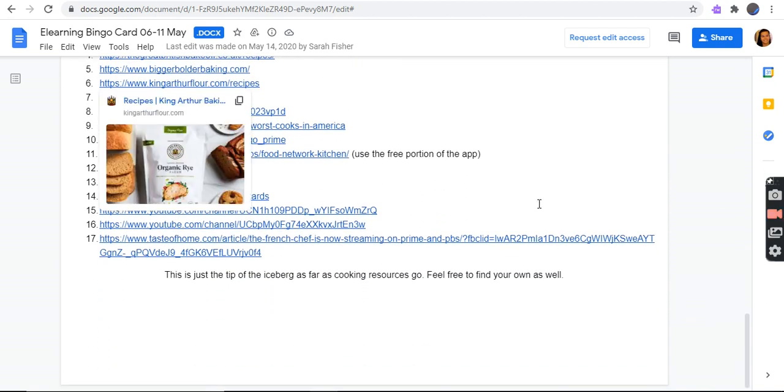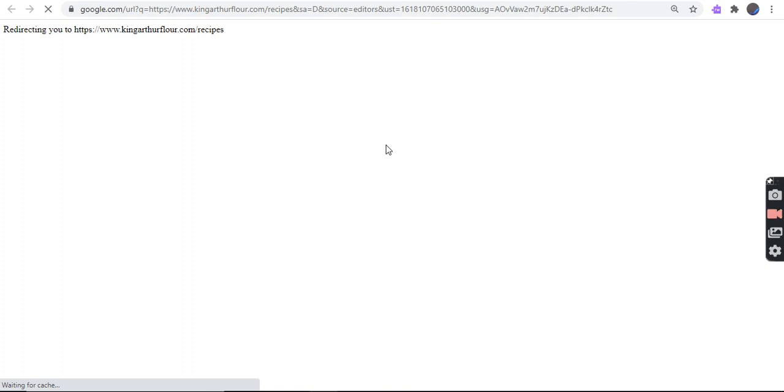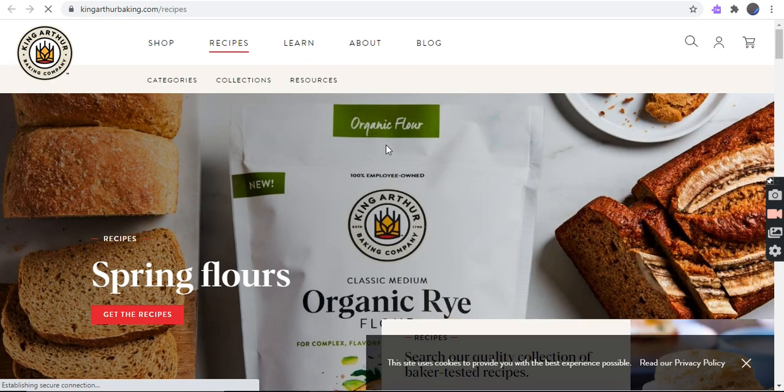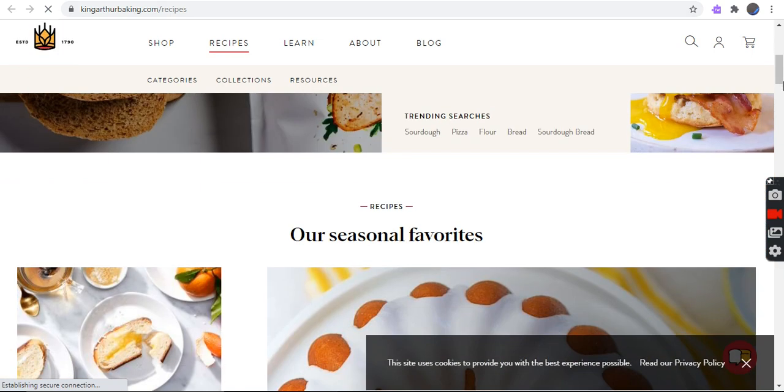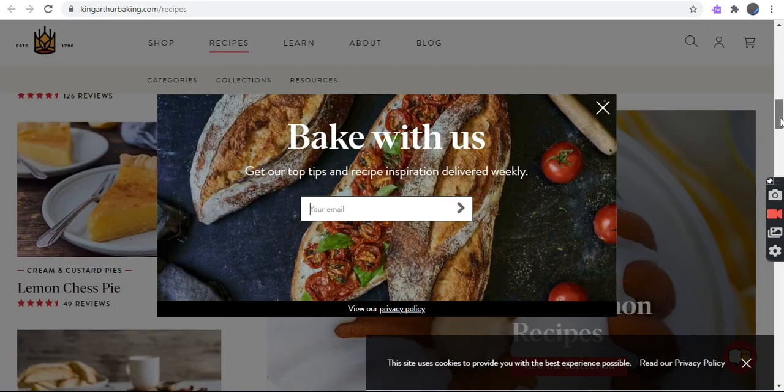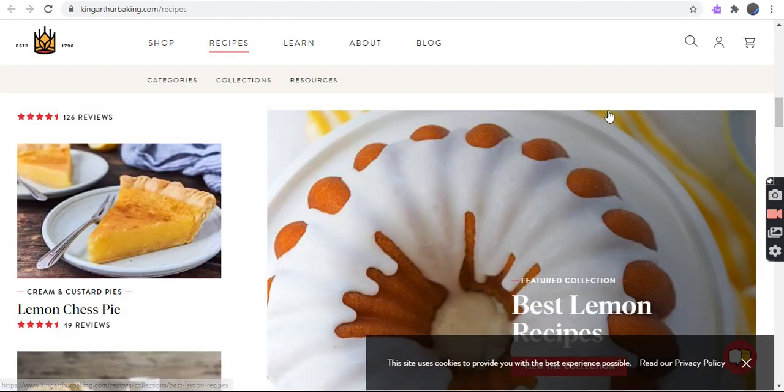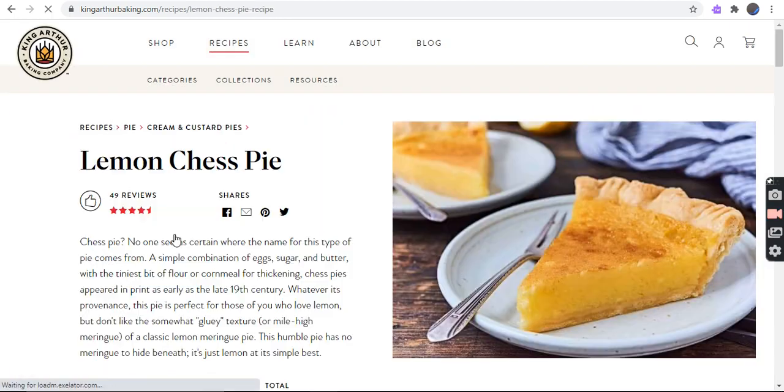This is just the tip of the iceberg as far as cooking resources go. Feel free to find your own as well. I'm going to click on this link. This will take me right here. You can click on the King Arthur baking. You'll see what it looks like. No, I don't want that. Let's talk about the lemon chess pie.